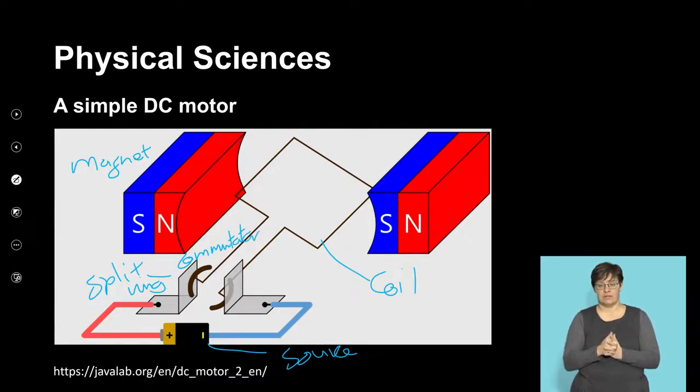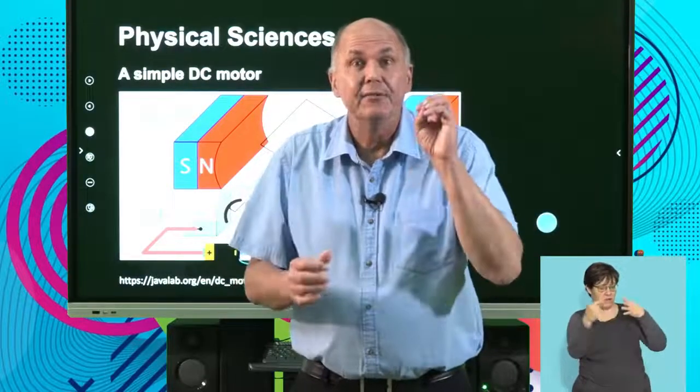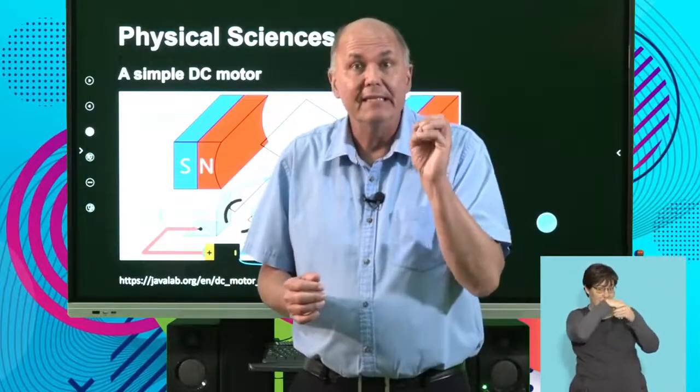Okay, and those are the simple parts of the battery. Now that we've identified the different components of a DC motor, this is just a simple DC motor, let's see how they work together to produce the rotation that we're needing.